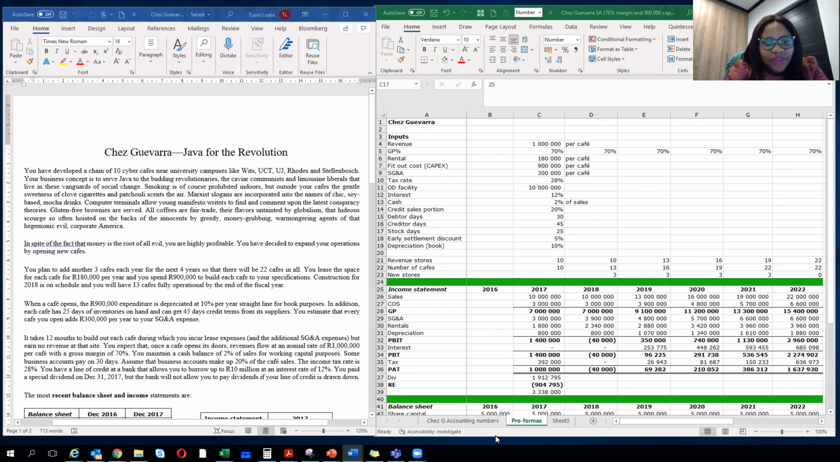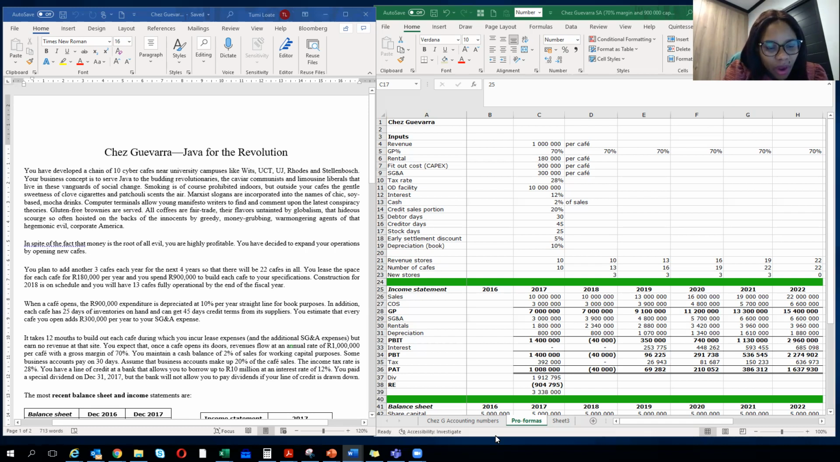It says you have developed a chain of 10 cyber cafes near university campuses like Wits, UCT, UJ, Rhodes, and Stellenbosch. Your business concept is to serve Java to the building revolutionaries, the caviar communists, and limousine liberals that live in the vanguards of social change. Okay, that first paragraph is quite intense.